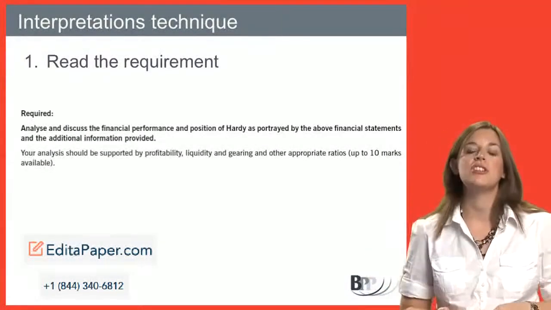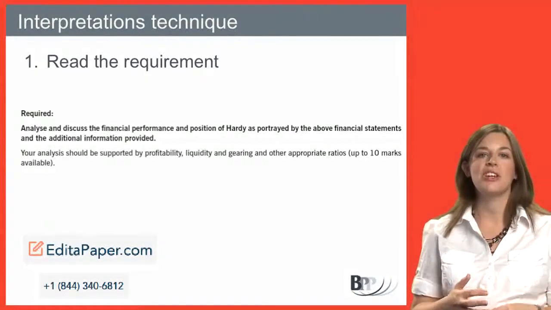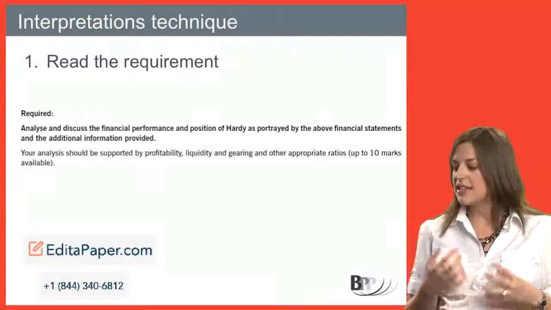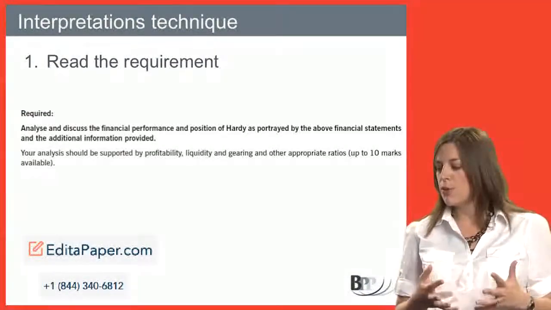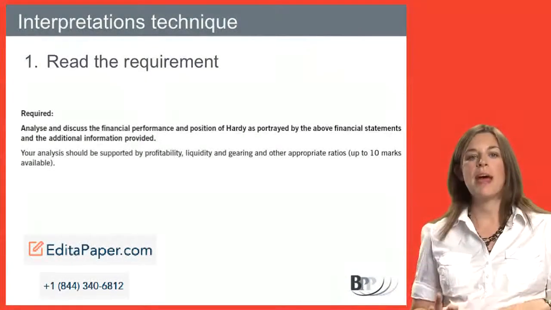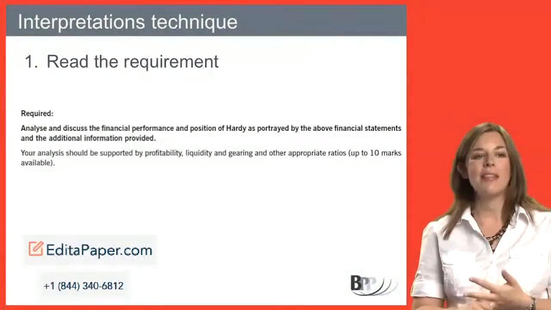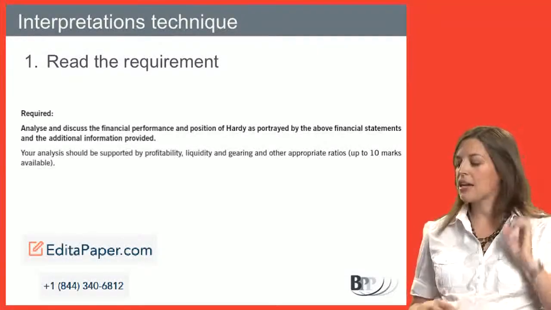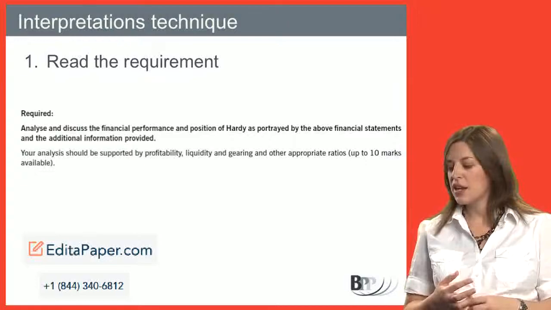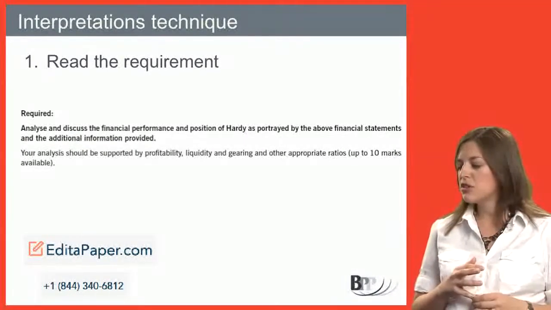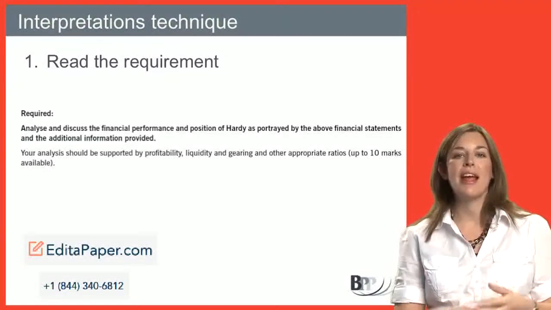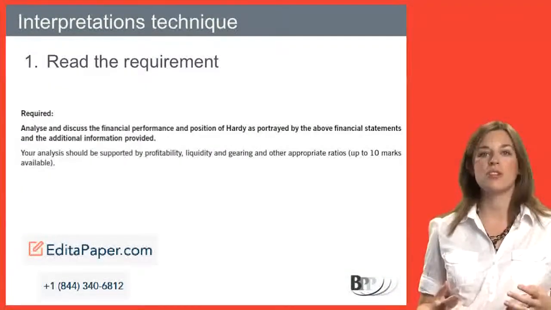So first thing you need to do when tackling an interpretations question is to read the requirement. Our requirement here says analyse and discuss performance and position of Hardy. So you want to look at both aspects, both the income statement and the statement of financial position, as portrayed in the above financial statements and using the analysis. They've also told you that your analysis should be supported by profitability, liquidity and gearing. That's giving you a really good structure for your answer.